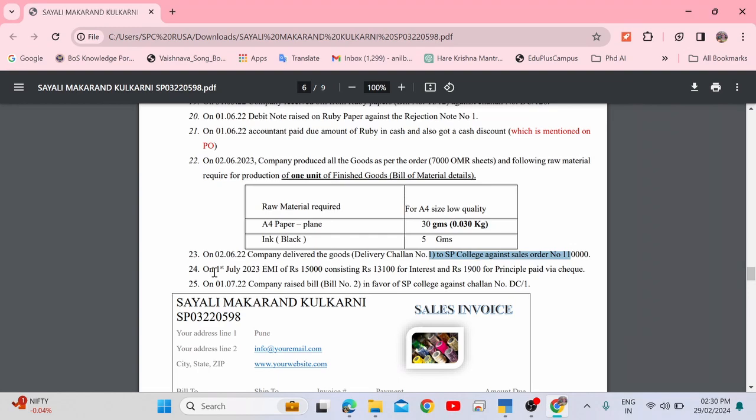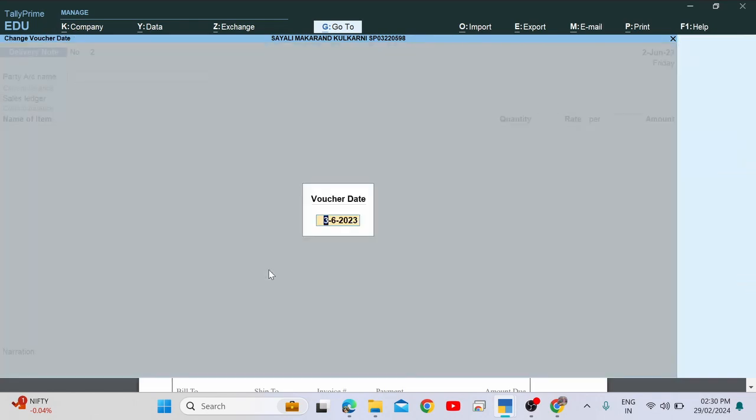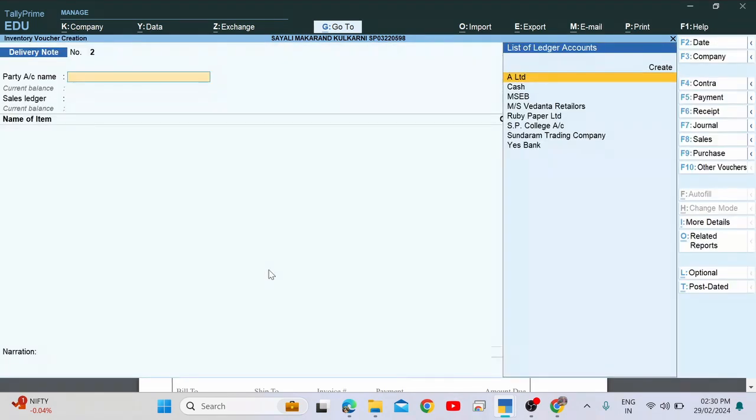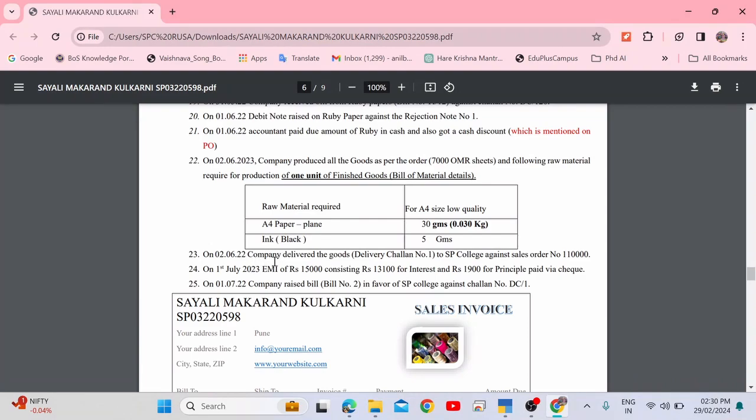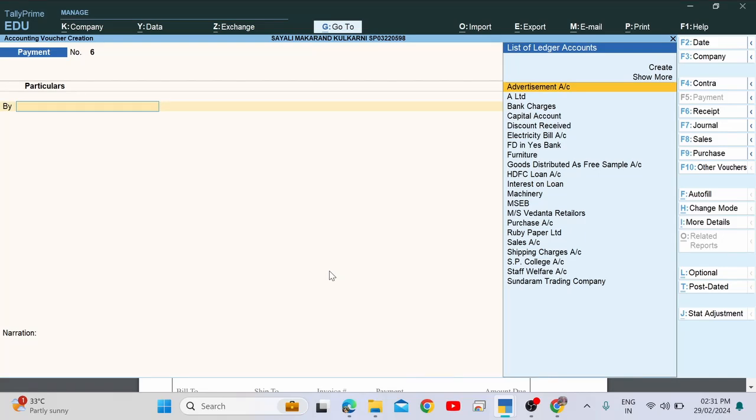Then next, on the 1st July 23, what to do? That means first change the date, 1 July 17 written, date is done. Then what we have to do: this is on the first EMI payment. EMI that you know how to pass, I have already shown EMI payment. Payment means payment voucher type. Payment F5 and payment to HDFC loan.